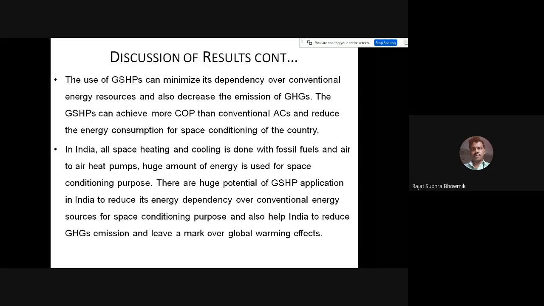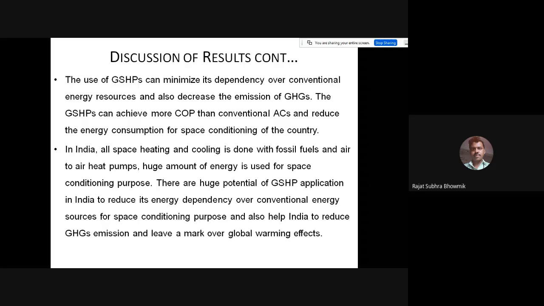The ground source heat pump can achieve more COP than conventional AC available in the current market. In India, all space heating and cooling is done with fossil fuels and air-to-air heat pumps. A huge amount of energy is used for space conditioning purposes. There is huge potential for ground source heat pump application in India to reduce energy dependency on conventional energy sources for space conditioning, and also to help India reduce greenhouse gas emissions and make a mark on global warming effects.